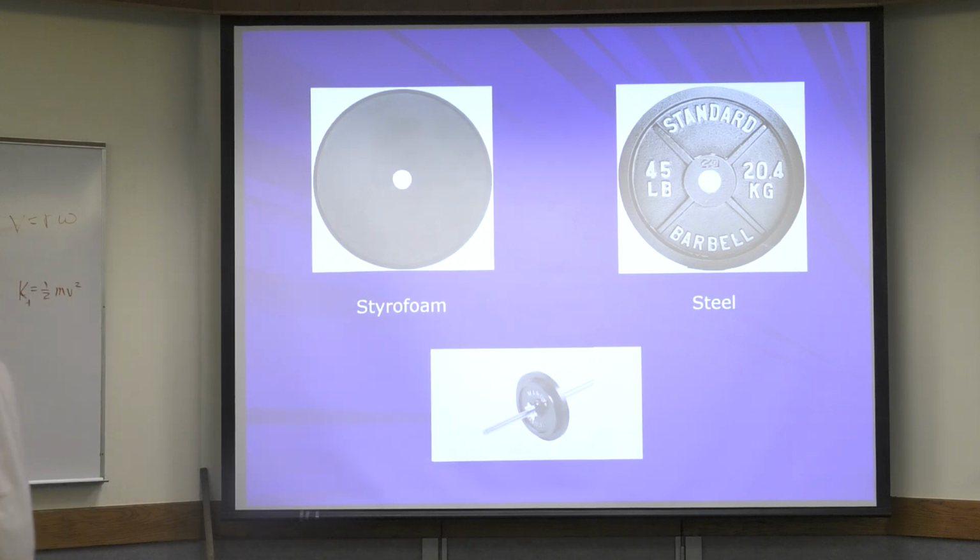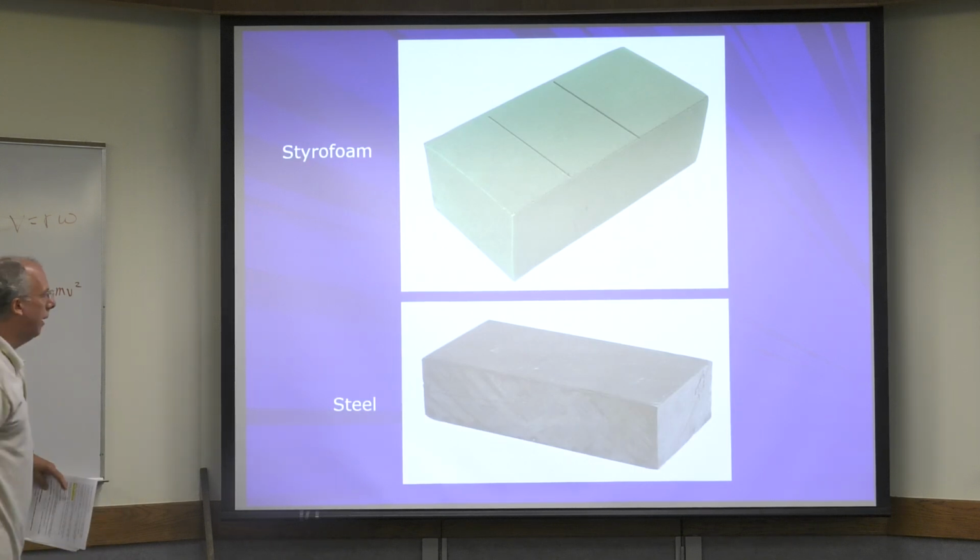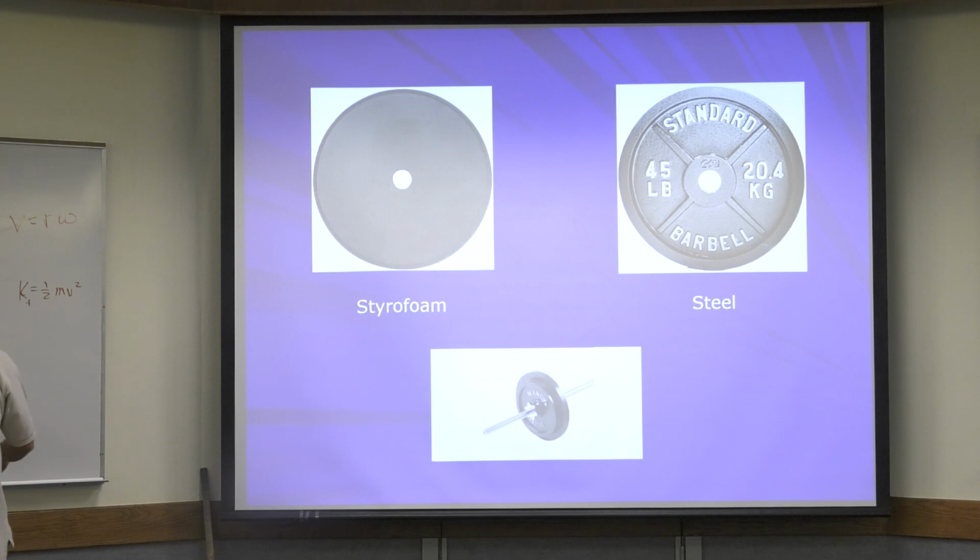Remember? Right here, the mass of every particle located at whatever R for styrofoam is much less than the mass of the steel molecules. Okay? So the styrofoam has a smaller I, smaller rotational inertia. It's easy to rotate. Just like smaller mass, smaller inertia, easy to accelerate. So it's very, very similar.